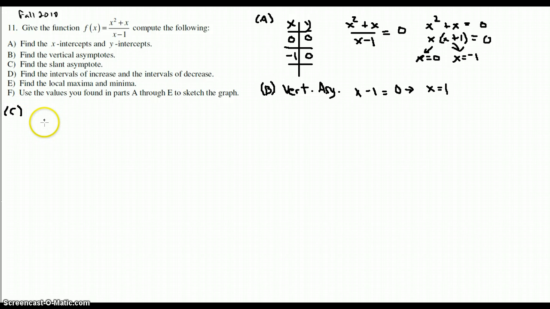We could either long divide x minus 1 into x squared plus x, or we could use synthetic division. Either one works fine. Let's use long division. We'd be forced to use long division if the denominator was quadratic or higher. You have an x and you need an x squared, so you multiply by x.